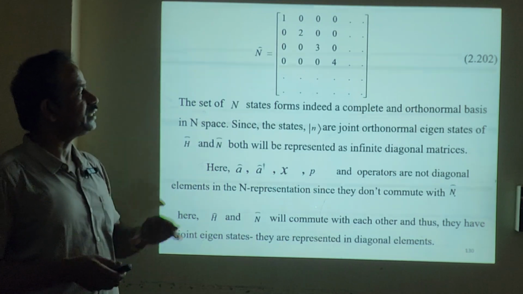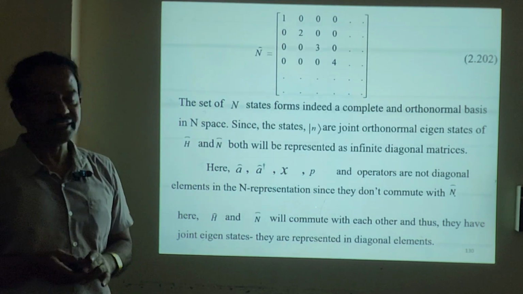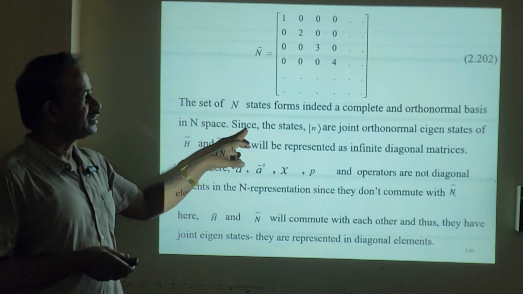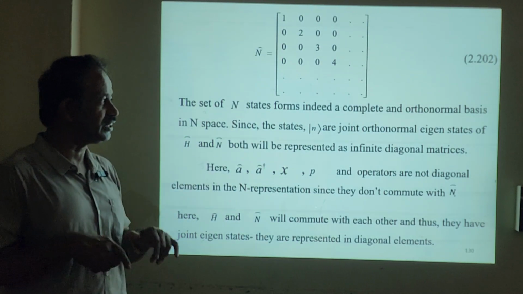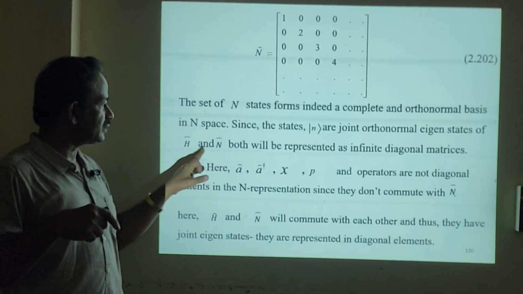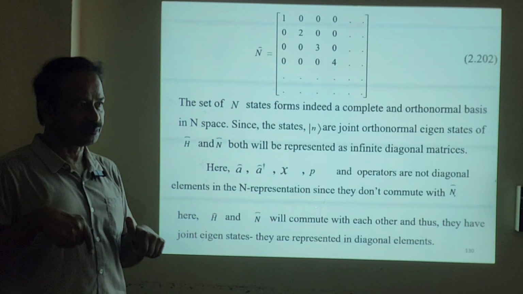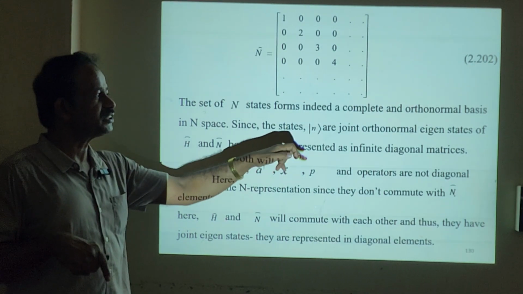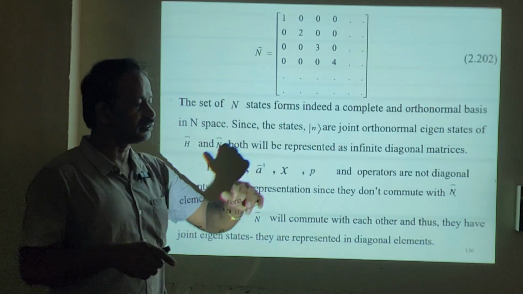The set of n states forms indeed a complete and orthonormal basis in n space, since the states ket n are joint orthonormal eigensets of H and n. The H operator and the n operator both have simultaneous eigensets, as we know already. So this will be represented by infinite diagonal matrices.